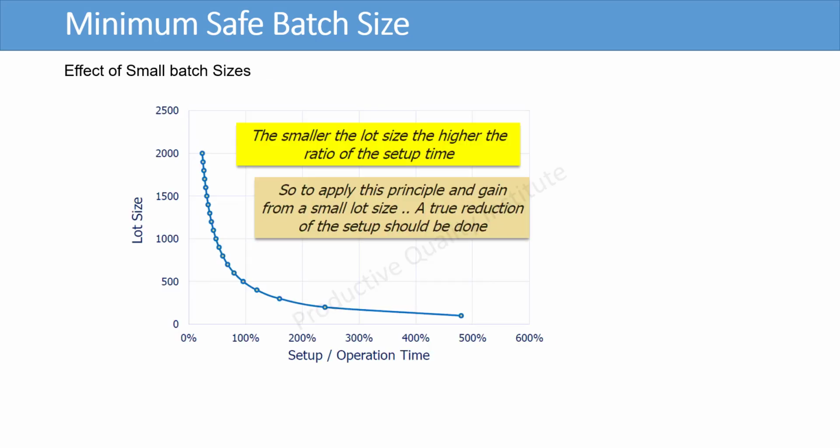According to the relationship between lot size and time of setup, the smaller the lot size, the higher the ratio of the time of setup. So, to apply this principle and gain from a small lot size, a true reduction of the setup should be done.